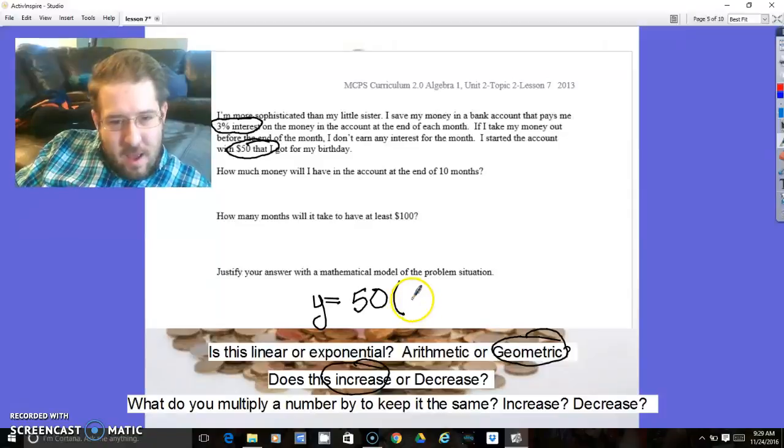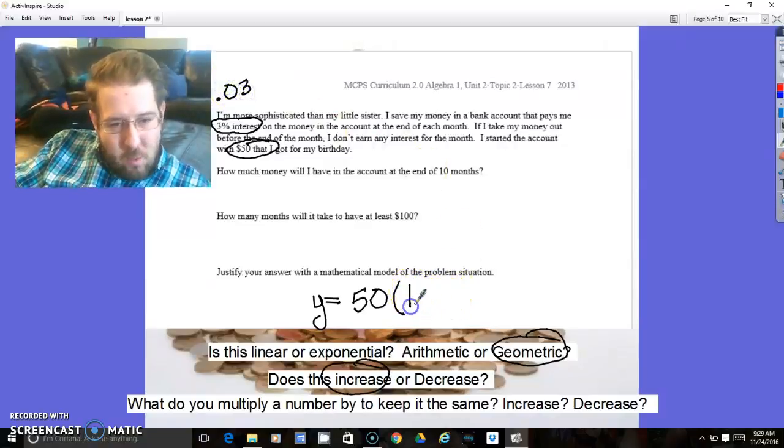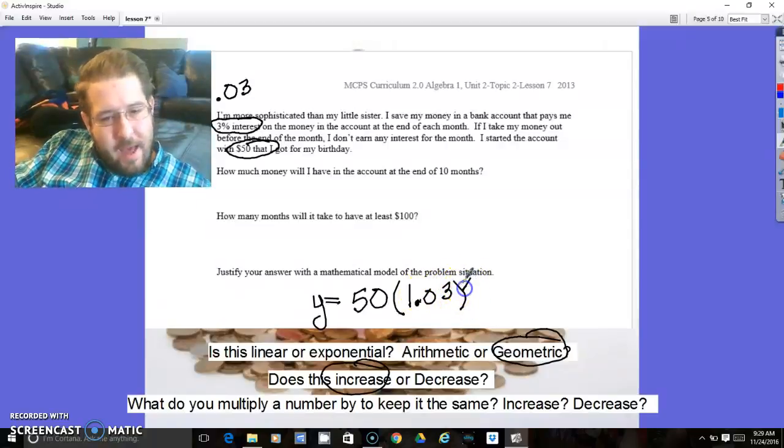So in this case, I'm going to multiply by 3% more than 1. Well, you should have learned last year that 3% is the same as 0.03. And if you add that to 1, it becomes 1.03. If it was 7%, it would have been 1.07, and so forth, to the x power.